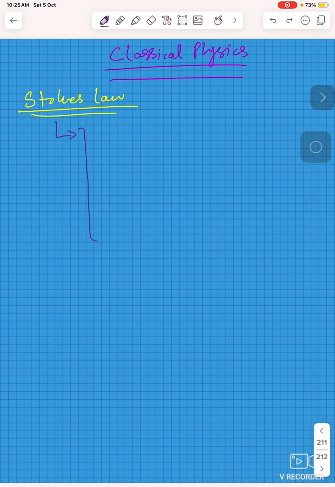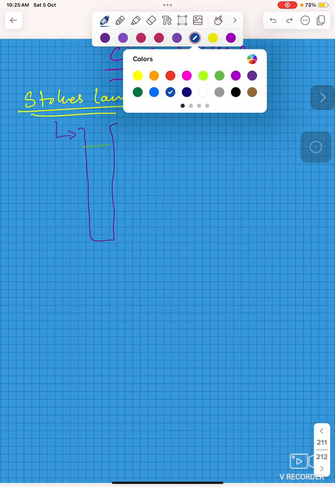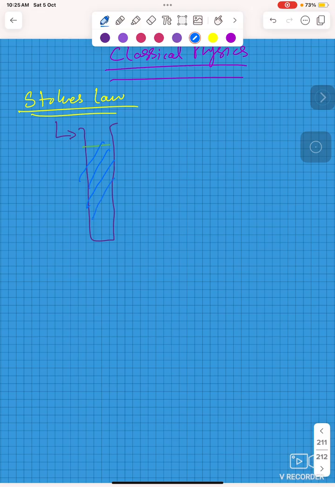Okay, imagine this is fluid. Fluid is not this color. Let me change the color, sorry. Let's suppose this is a fluid, because Stokes law is regarding fluid, from gas to liquid, but mostly fluid.